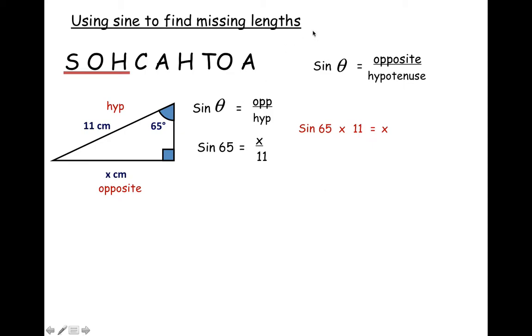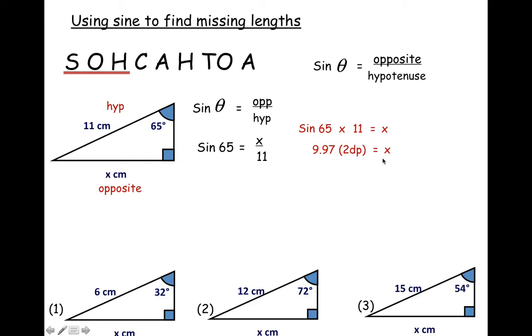How do I plug it into my calculator? Well, if you're going to plug it in like this, you've got to type in sin 65, press your equal sign, then times it by 11. If you want to do it all in one step, you type in 11 times, or you don't even need to press the times button, just press the sin button, 65, and you will get your answer. Round it to 2 decimal places and make sure you state that you have rounded it to 2 decimal places, and therefore your answer is around 9.97 centimeters.